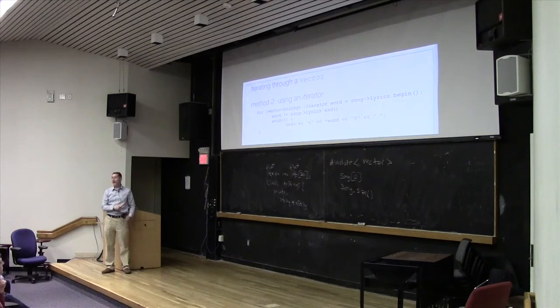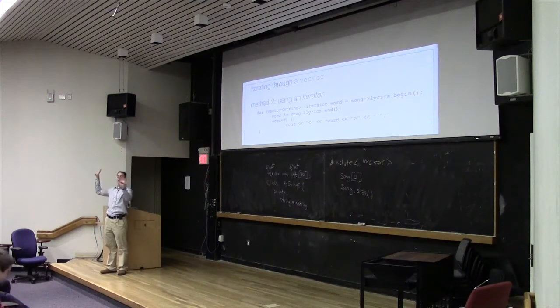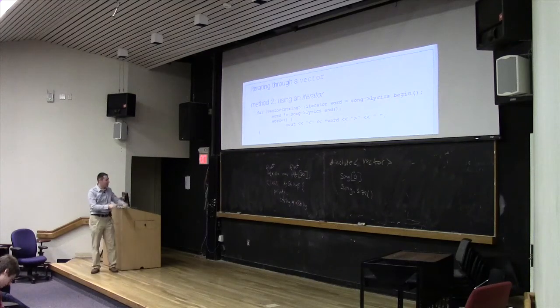You start with the first one, and you go until the word is not equal to the end. And end is not the last one. It's like the one after the last one. End means I have finished going through this array. There are no more things to deal with. So it's like the length of the array. That's what end means. So here's what we're doing. Here's my iterator. It's going to be called word. Word starts at begin.